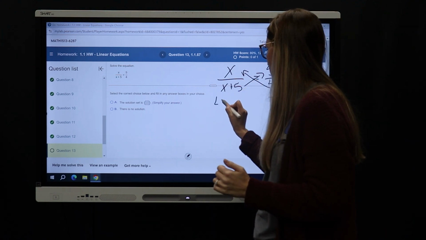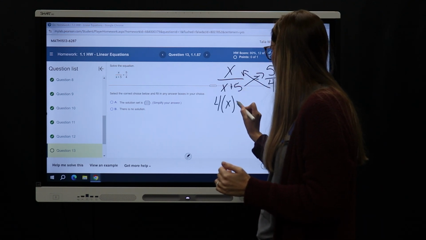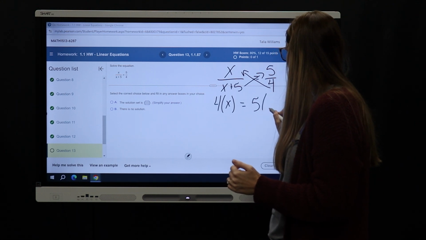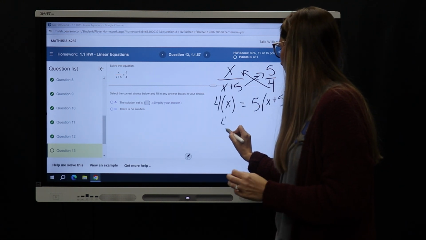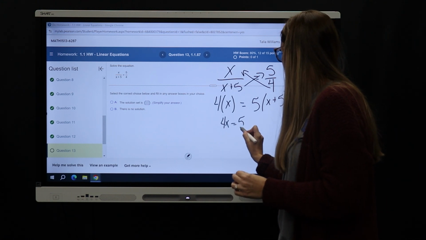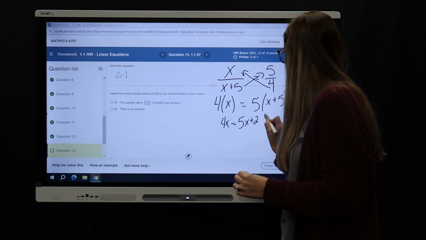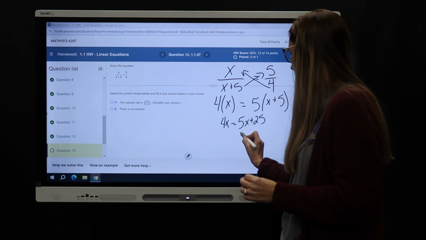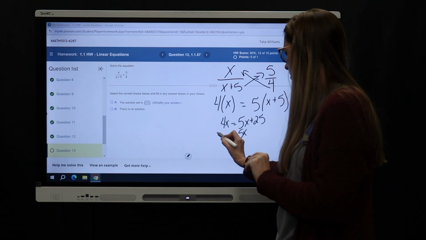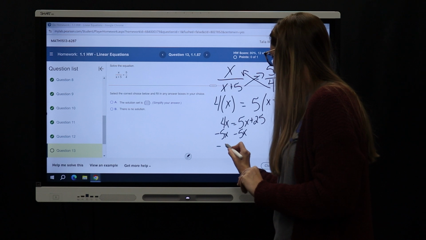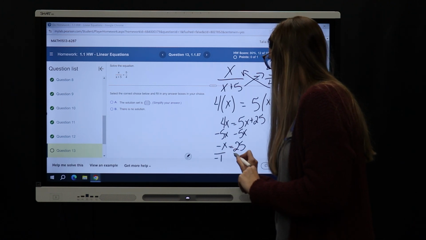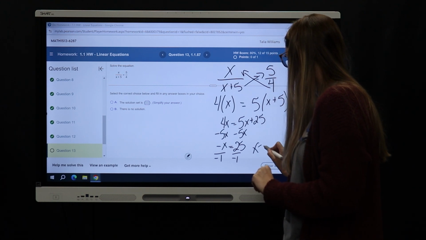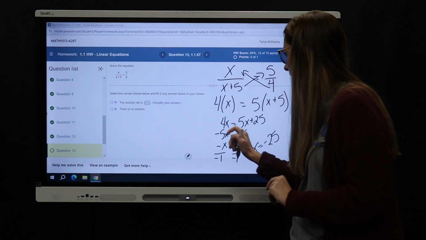So I'm going to rewrite this as 4 times x equals 5 times x plus 5. So here we're going to have 4x equals 5x plus 25. And then I'm going to move my 5x over to the 4x because there's just an x on this side. So I have negative x equals 25. Divide by negative 1, so x equals negative 25.